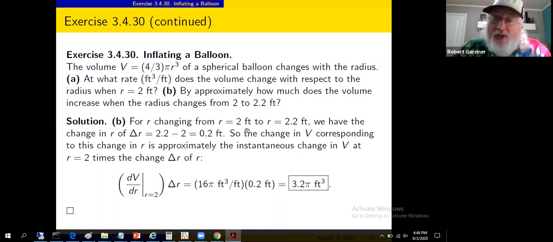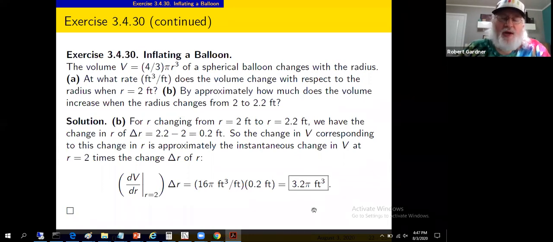If they were deflating the balloon, we'd have a decrease in the radius, and we'd have a little negative number here. But in this case, it's gone up. So we get 0.2 feet for the delta r. Let's cancel the feet in the denominator with the feet here to be left with cubic feet. And it looks like we get 3.2 pi cubic feet. I don't know if that number means too much to me, but do the units make sense? What was the question? How much does the volume increase? Yes, volume is measured in cubic feet. The units do make sense.